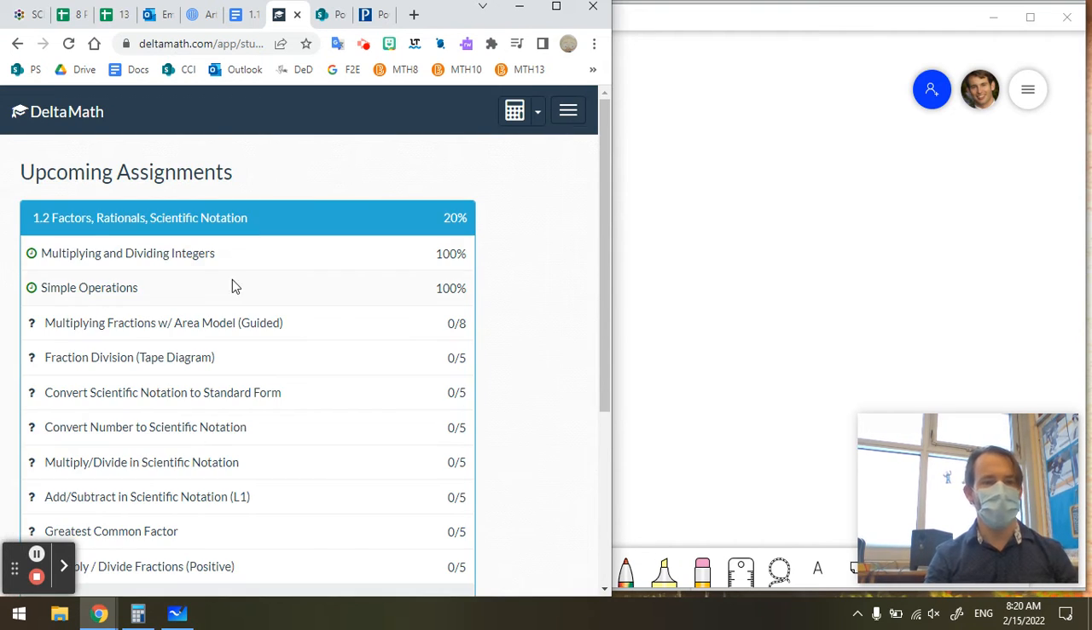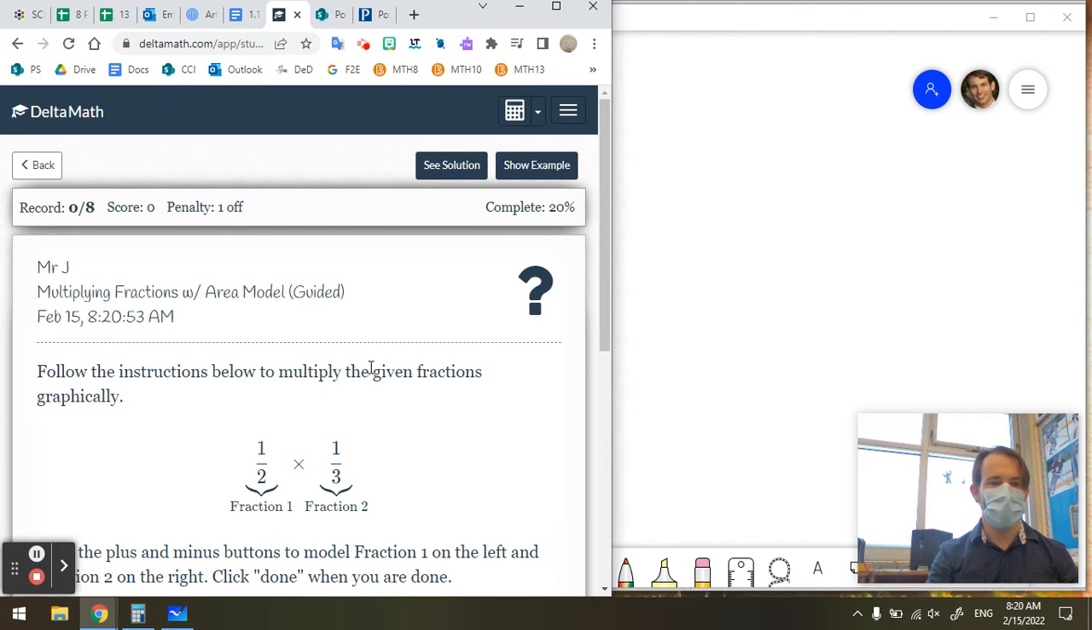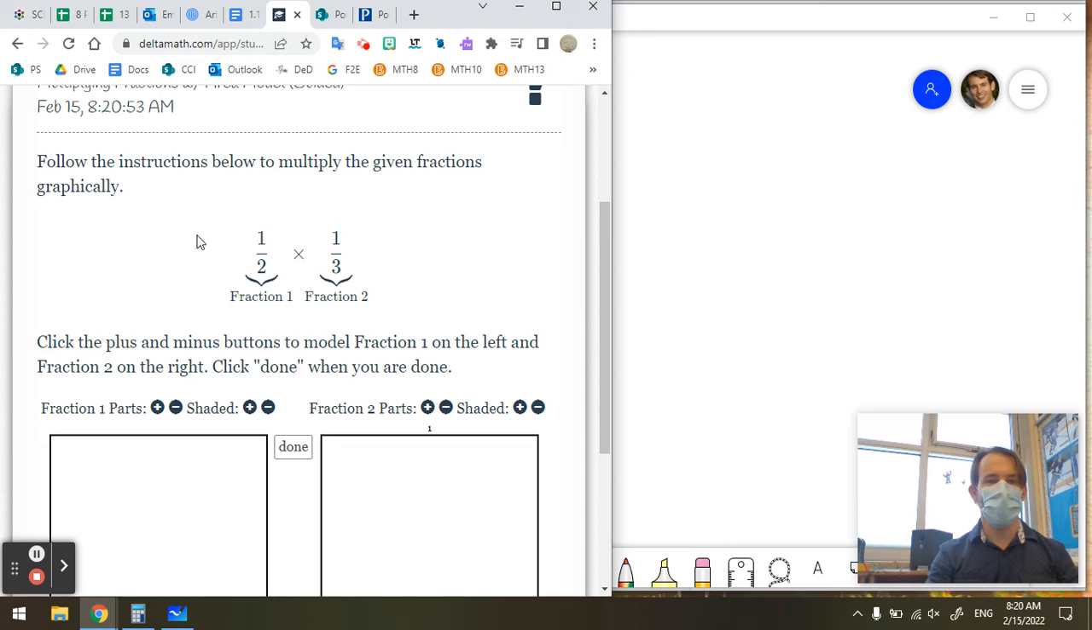Okay, now here are some of the skills that we're looking at. These are the ones, these two, I think you do need to see what they're talking about. And I just want to get you some practice seeing the multiplication and the division of fractions. Sometimes this can be tricky to visualize or imagine. So here's how I do this one. Follow the instructions below to multiply the given fractions graphically.